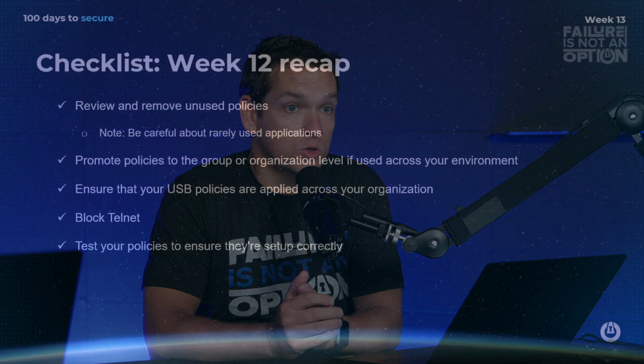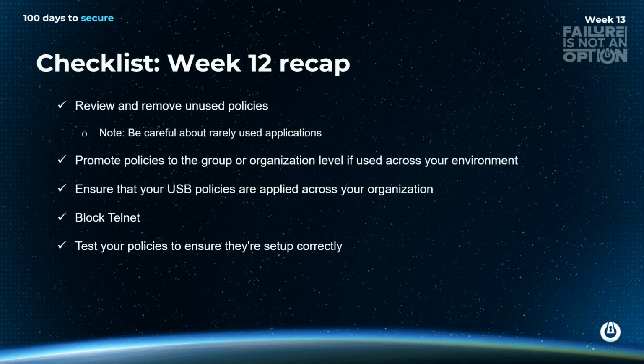We're going to do some cool stuff this week. Before we begin, let's talk about what we did last week, or what you should have done last week, which was to review and remove unused policies. Now, I know a lot of people have only deployed their allow listing solution during this webinar series, so they may not be ready to do this, but they should understand it at least. You go into the ThreatLocker portal and you can see which policies you can remove. Promote application policies to a group or organization level where they're used across the entire environment, so you don't have to manage multiple policies.